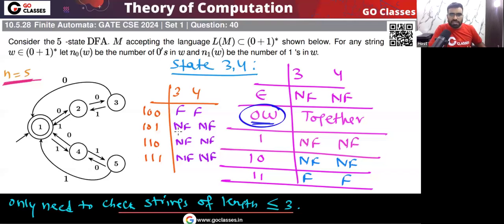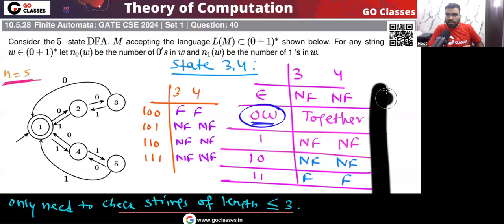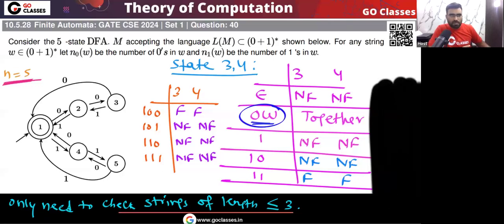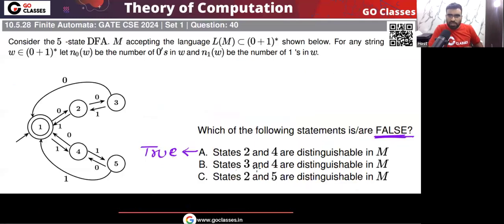Now that's it. So can I say that 3 comma 4 are equivalent? Because they are always going to final together, non-final together. So can I say they are equivalent? Finally, the result is that they are equivalent. So I can say that state 3 is equivalent to state 4. Okay, is this point clear? So this statement is actually false because this is saying that states 3 comma 4 are distinguishable, but they are actually equivalent.